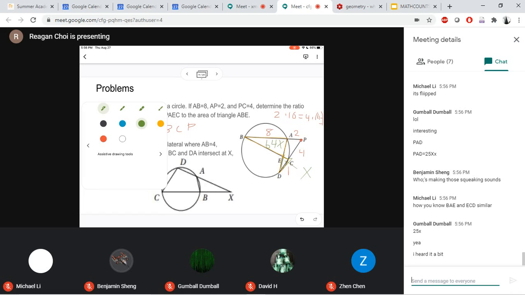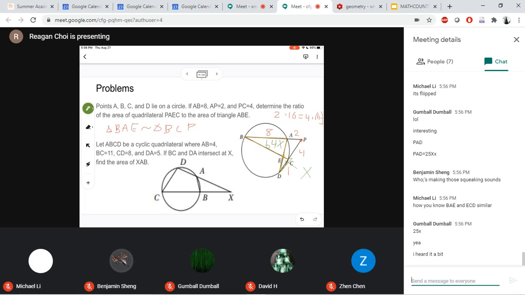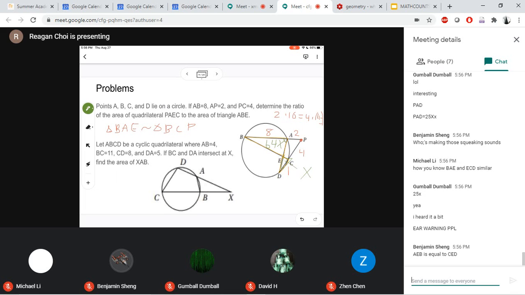Yeah, BAE and ECD are similar. Remember the angle formulas we had? We actually get BAE equals BCD. And then you can correspond all the angles to each other.